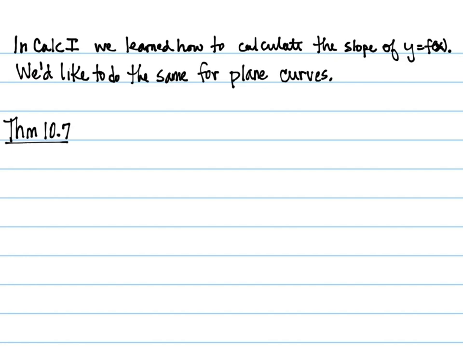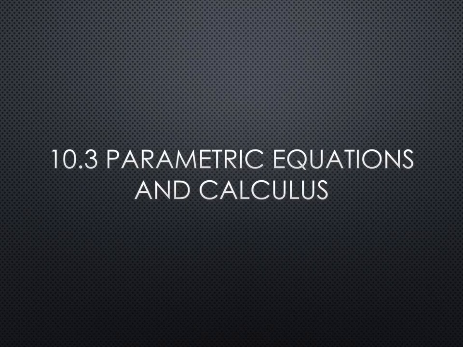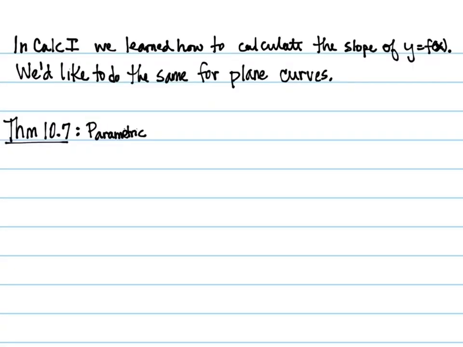Theorem 10.7, which is the parametric. What is the title of the section again? It's Parametric Equations and Calculus. Thank you. You bet. This is the parametric form of the derivative.